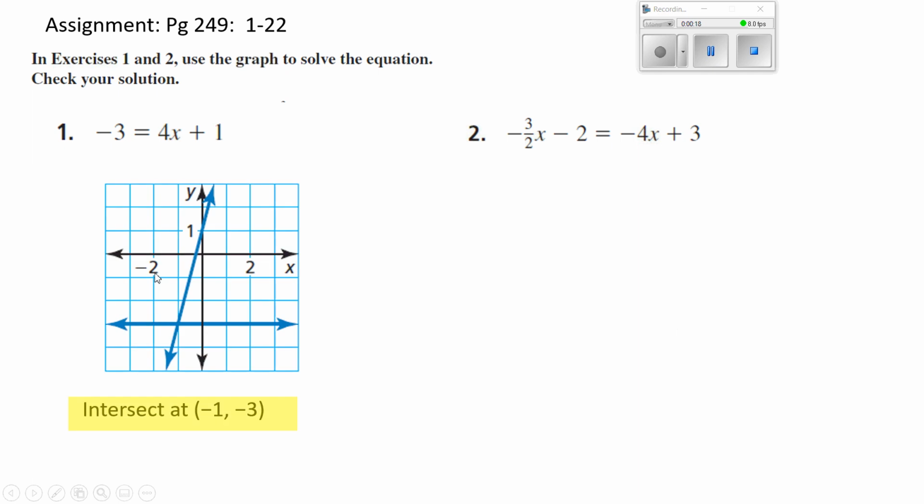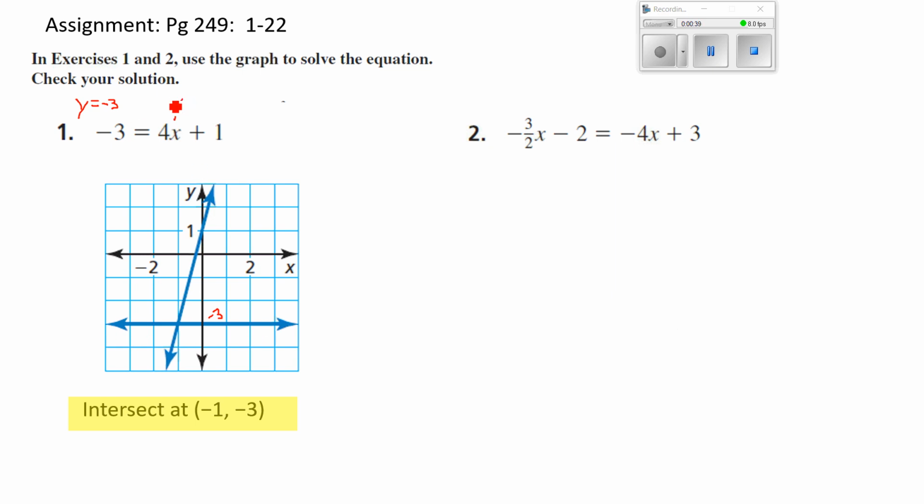So this one's pretty easy because remember we're making both of these equal to y. So that means we've got y is equal to -3. And that's what we have here, right? This went down 1, 2, 3. And that means it's -3 all the time.